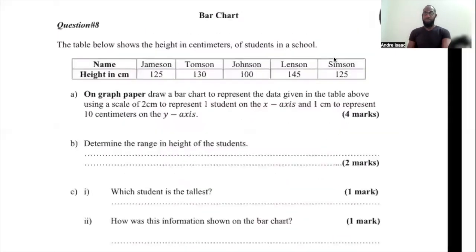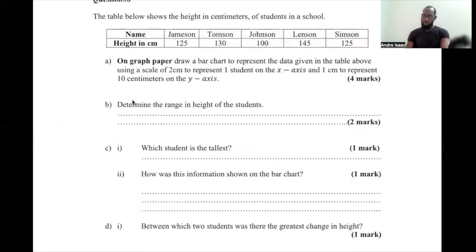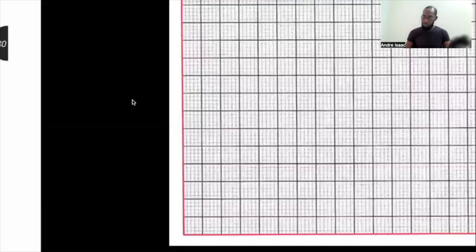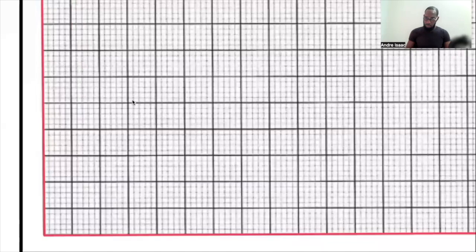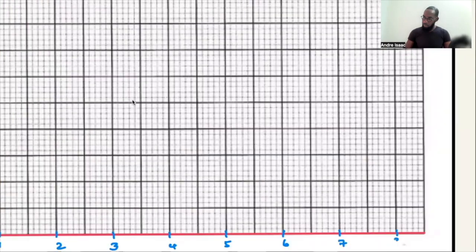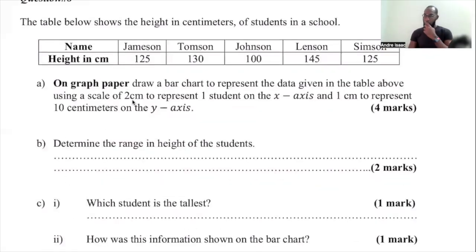So they said 2 cm to represent one student on the x-axis. Since we don't have any negative numbers, we are using the border of the graph page. 2 centimeters to represent one student on the x-axis. And 1 centimeter to represent 10 centimeters on the y-axis.